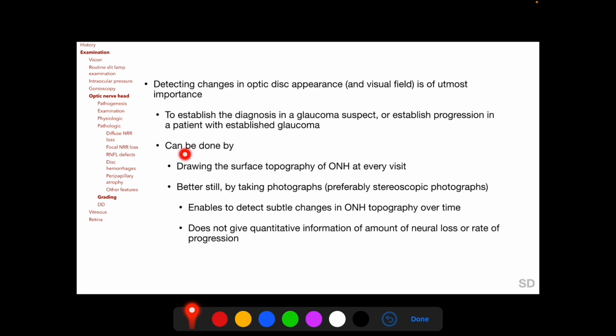And this detection of longitudinal changes in the optic disc appearance can be done by drawing the surface topography of the optic nerve head at every visit. Better still, taking photographs, preferably stereoscopic photographs, enables detection of subtle changes in optic nerve head topography. But photographs do not give quantitative information of the amount or the rate of progression of neural loss, which are given by investigational modalities like automated perimetry and OCT, which we will be discussing in subsequent sessions.